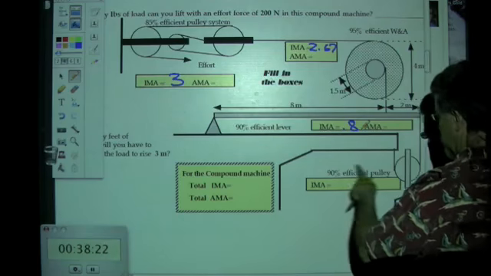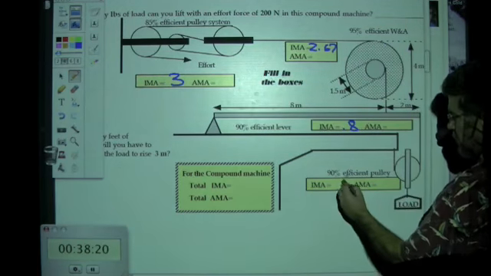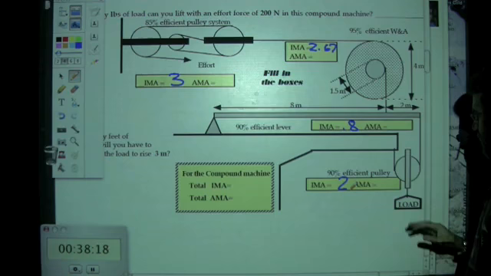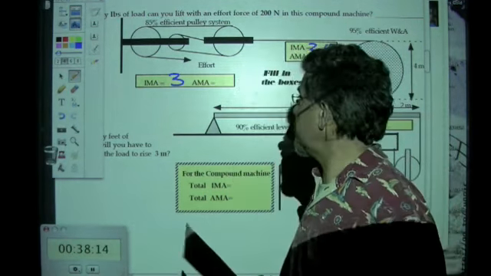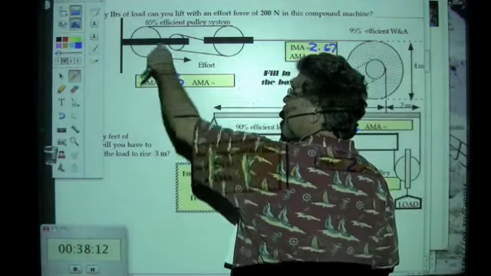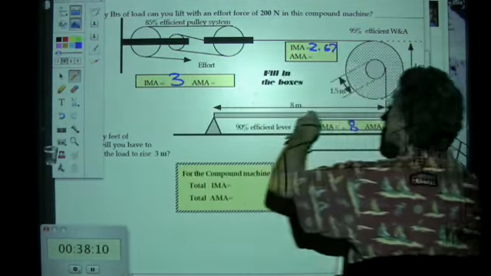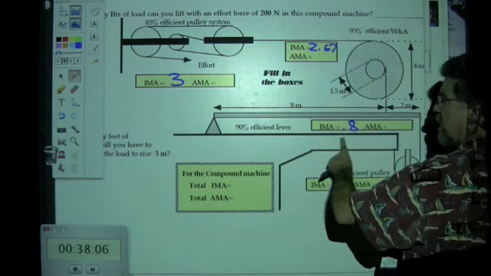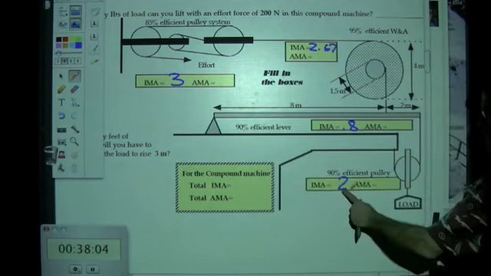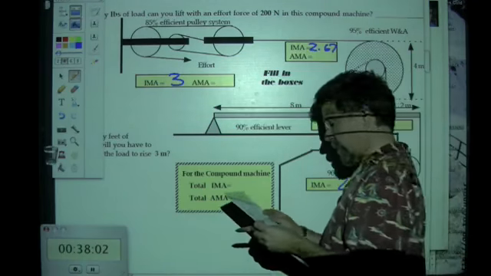Okay, now let's go down and look at this. This is obviously 2 load-bearing ropes, so 2 is the IMA on that. Well, now to get AMA, it's simply 3 times 0.85 here. It's 2.67 times 0.95 there. It's 0.8 times 0.9 there. It's 2 times 0.9 there. So I'll fill all those in.